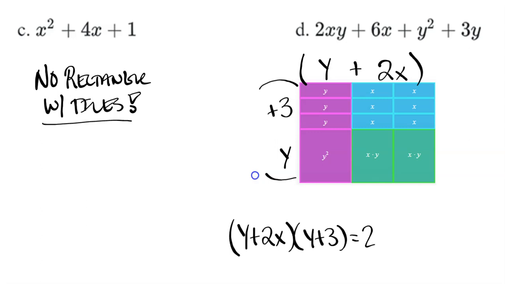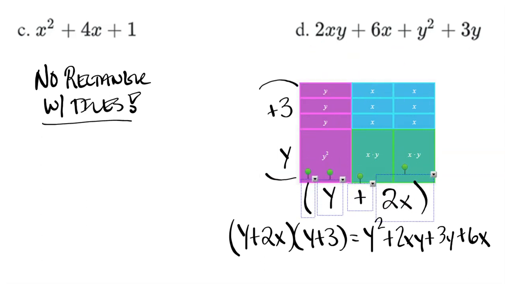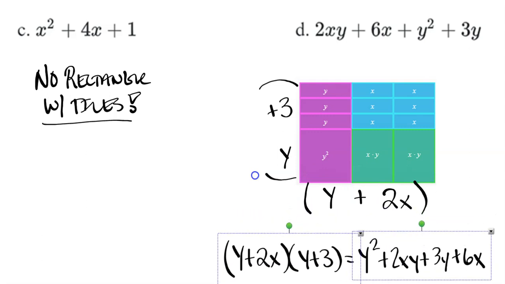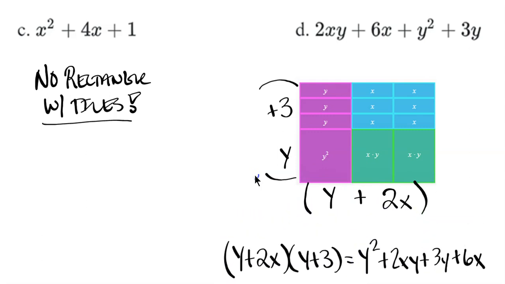And that should equal, let's see, if we put this in the order that we have it, we have y squared, plus 2xy plus 3y plus 6x. And so here's our y times y. If we pull this down here, it's a little easier to see the y squared. So we have y times y, which is y squared, y times 3, which is 3y, 2x times y, which is 2xy, and 2x times 3, which is 6x.